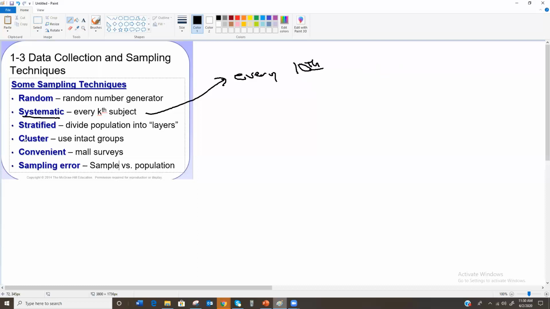I'm going to skip stratify because it's harder. I'm going to go to cluster. Cluster is where you use intact groups, say, an entire class. If I asked everybody in this class a question, and then I use that to make some sort of conjecture about all Lone Star Kingwood students, I used you as a cluster of people. You guys are already a group that's together.